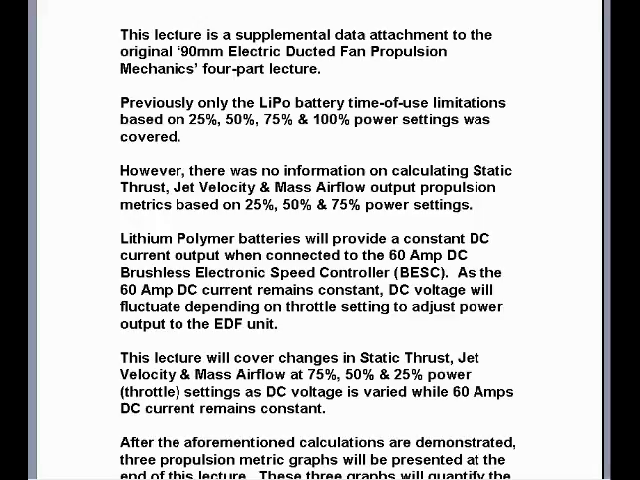Previously, only the LiPo battery time and use limitations based on 25%, 50%, 75%, and 100% power settings was covered. However, there was no information on calculating static thrust, jet velocity, and mass airflow output propulsion metrics based on 25%, 50%, and 75% power settings. Lithium polymer batteries will provide a constant DC current output when connected to the 60 amp DC brushless electronic speed controller. As the 60 amp DC current remains constant, DC voltage will fluctuate depending on throttle setting to adjust power output to the EDF unit.